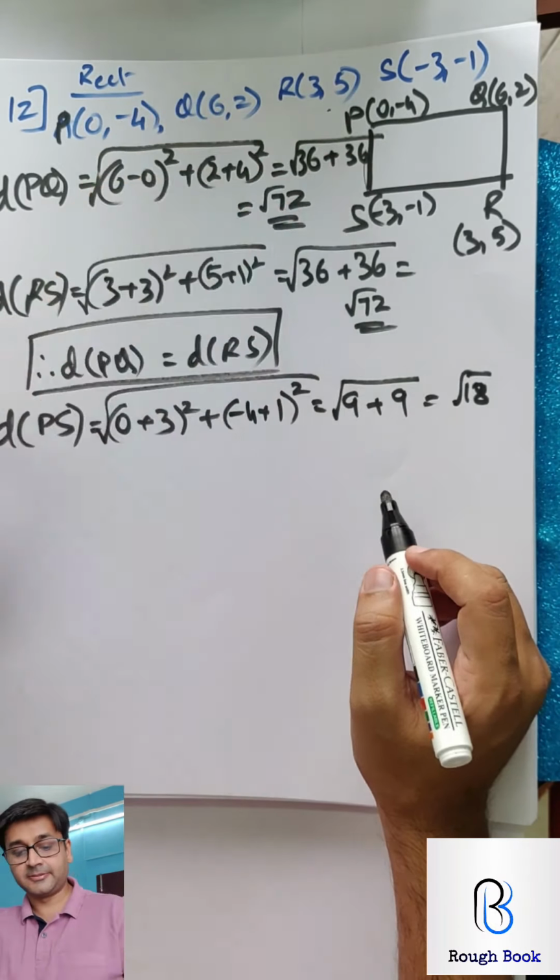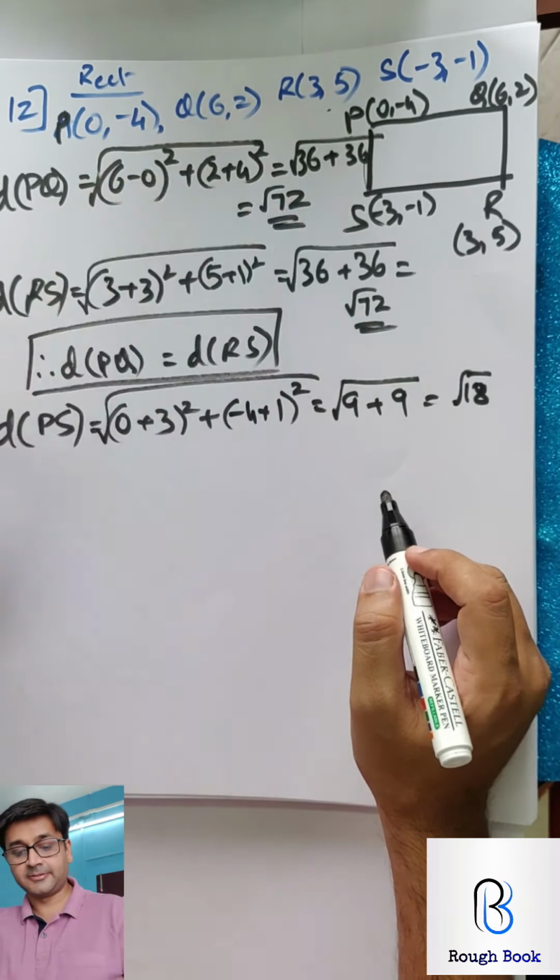Then the next one, distance QR. So Q and R, (6 minus 3) square plus (2 minus 5) square. So 6 minus 3 is 3 square, 9, and again 3 square, so 9. So I get root 18, and therefore we can say distance PS equals distance QR. So we managed to get the other two opposite sides equal.